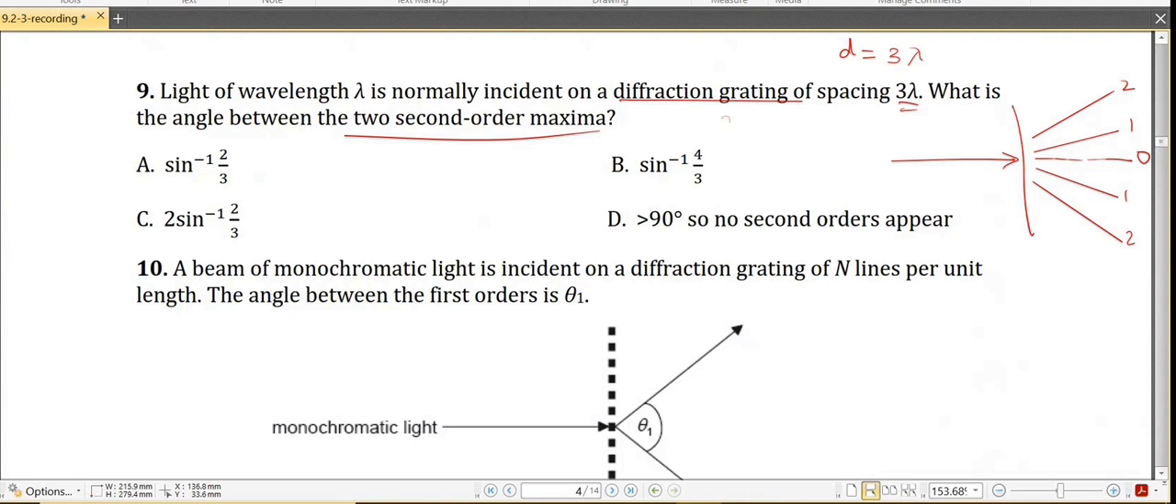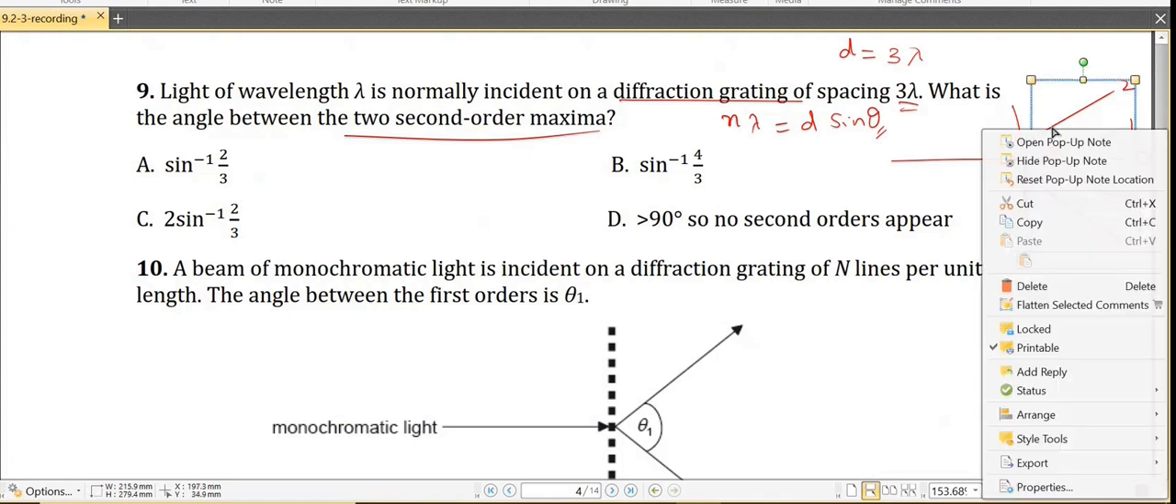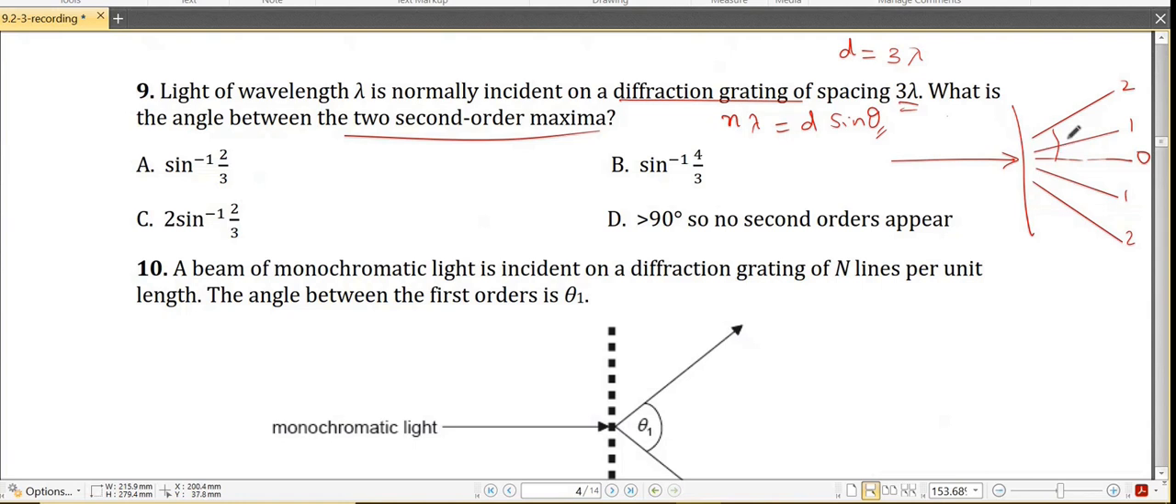But according to the equation, n lambda equal to d sine theta, this theta is the angle between the 0th order and any of the orders that you're considering. So this is the angle theta. But the question is asking us to find out the total angle. So if I find out theta, the total angle will be equal to 2 theta. All right, so let's find out.